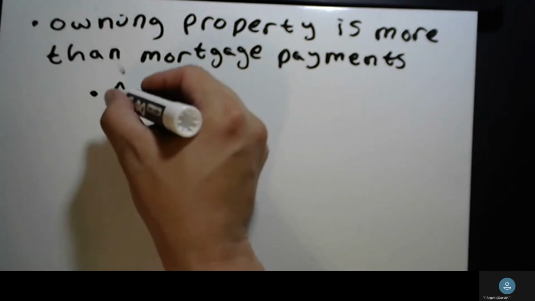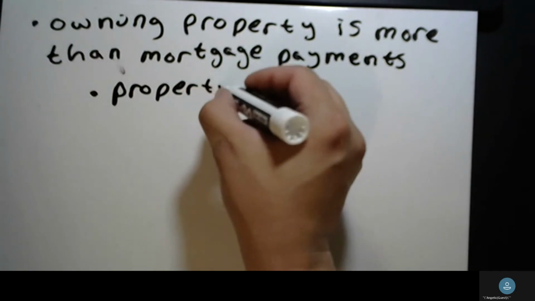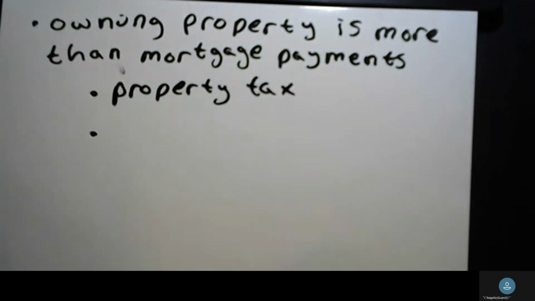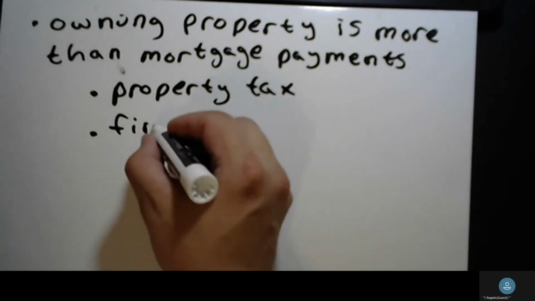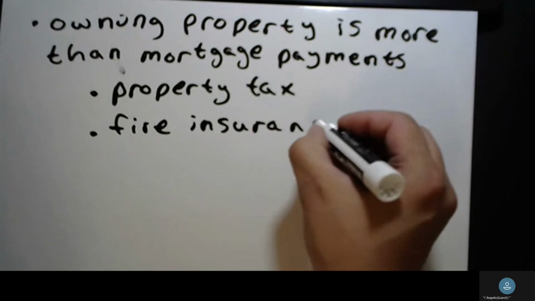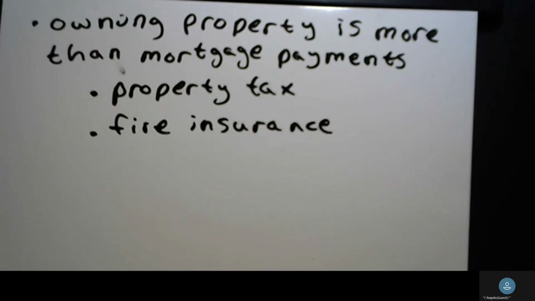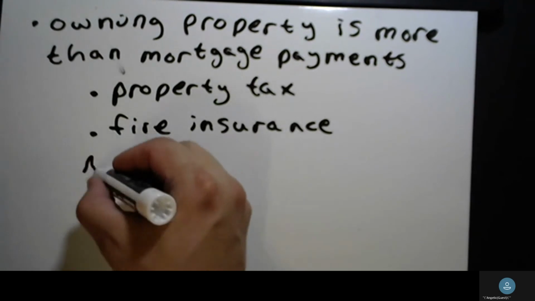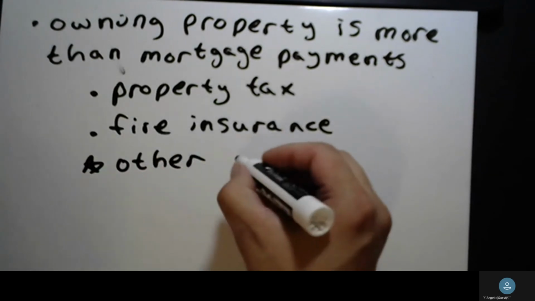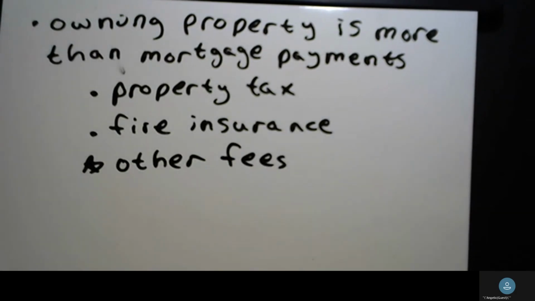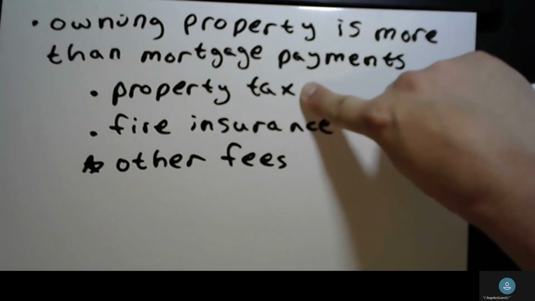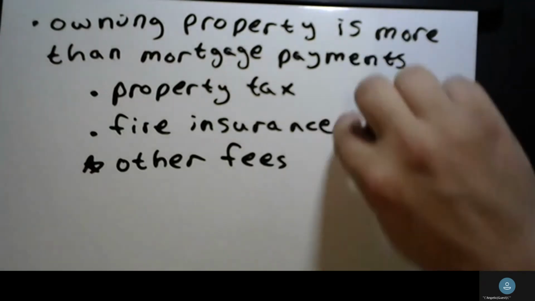So you have property tax, fire insurance, and you could also have other things as well. If you live in, say, some communities, they form what's called a homeowners association. So you might have to pay monthly fees to your homeowners association. So once you buy property, there's a lot of other things to keep in mind. It's not just going to be your mortgage. You also have to consider what your property taxes are going to be. And you also want to consider what your fire insurance is going to be.